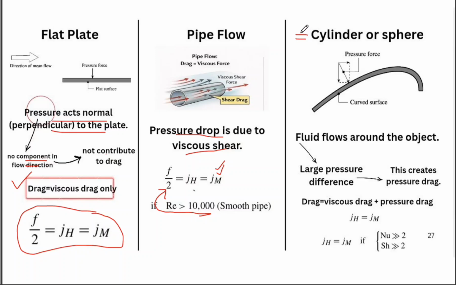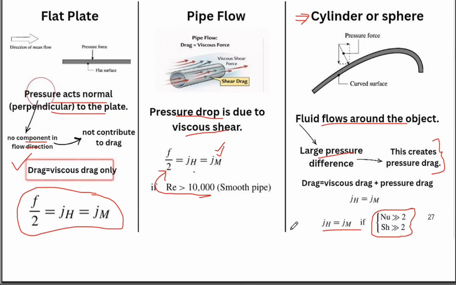Cylinder or sphere. Here the fluid flows around a curved surface. Large pressure difference creates pressure drag in addition to the viscous drag. Therefore, analogy holds only when Nusselt number is much greater than 2 and Sherwood number is much greater than 2. This is consistent with the sphere heat transfer correlations like Ranz-Marshall and Whitaker in the book.